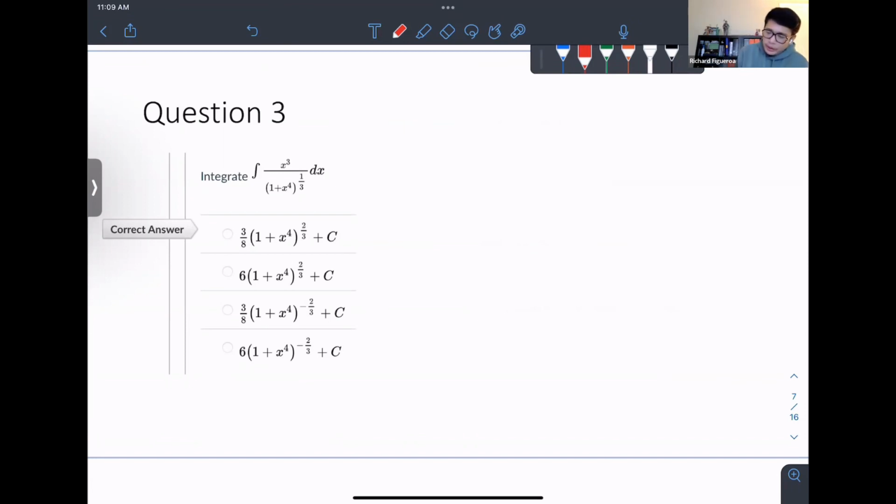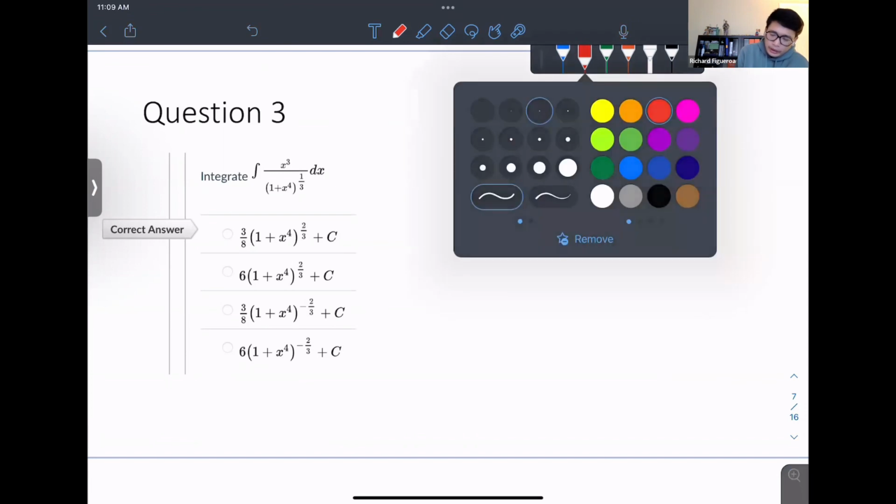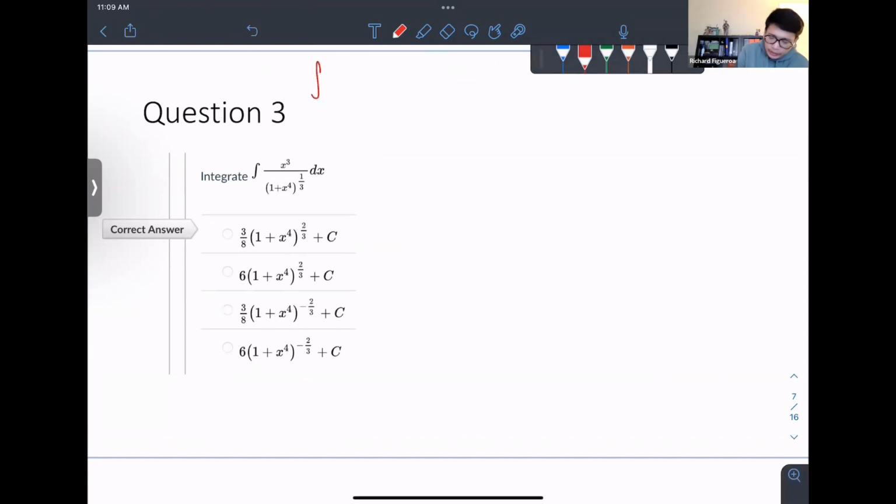Okay, so most probably the formula that we will be using there would be the integral of u raised to n du, or u raised to n plus 1 over n plus 1 plus c. So I need to follow this format. The format then will be u. Most probably the u here will be 1 plus x raised to 4. However, we need to transfer it to the numerator.